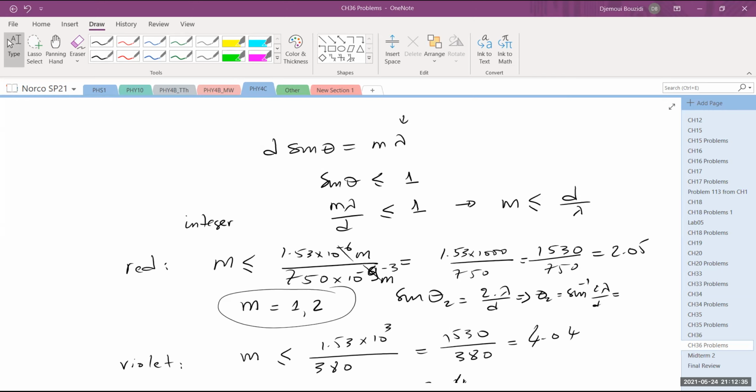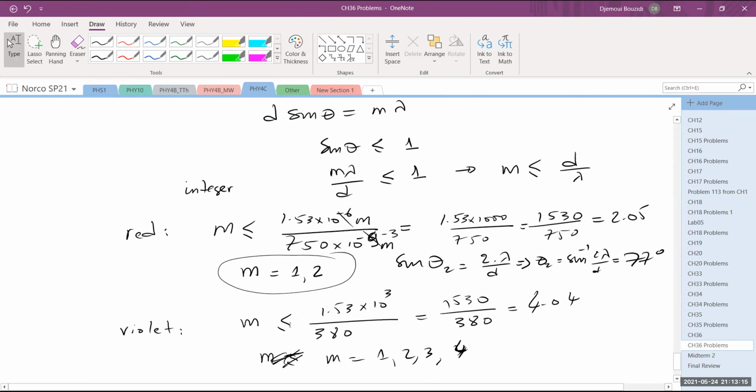I have, let me write it down, arc sine of, open parentheses, 2 times lambda for the red, which is 750 nanometer, divided by 1,538, basically, when you do the conversions and everything. And it's saying that this angle is 77 degrees. Let me make sure that I'm using the degrees in here. So this angle is 77 degrees.